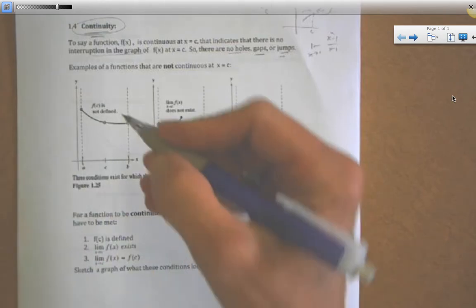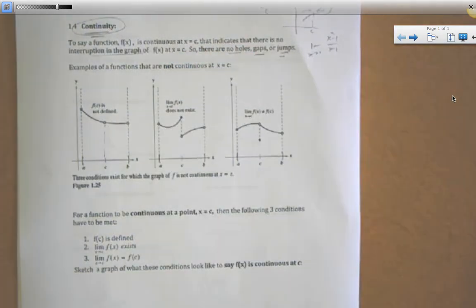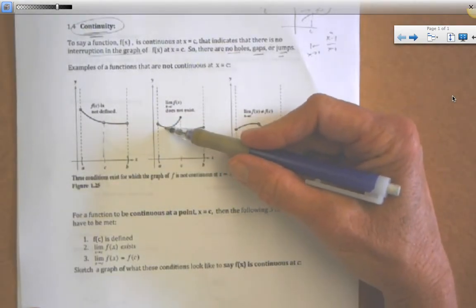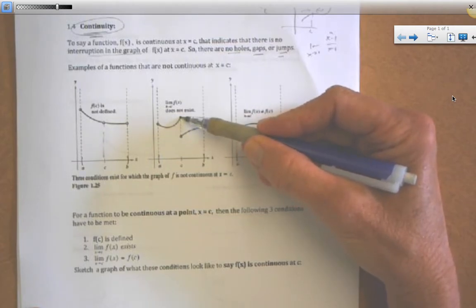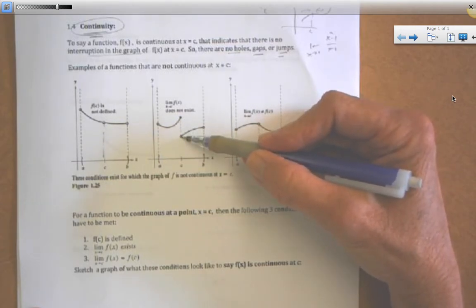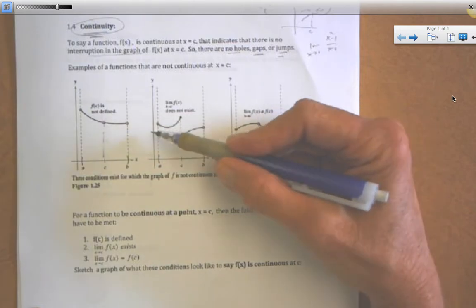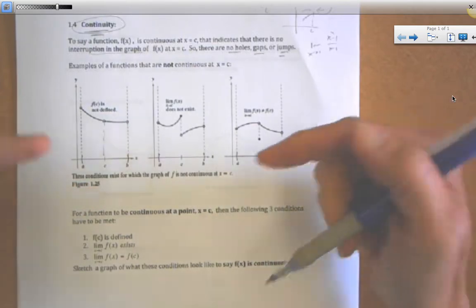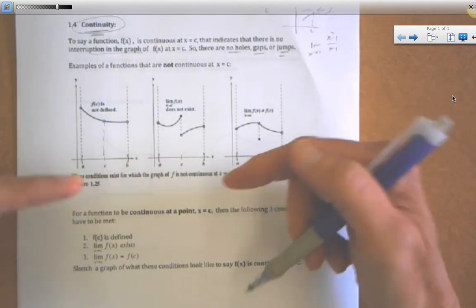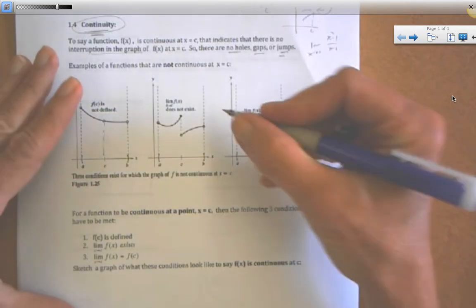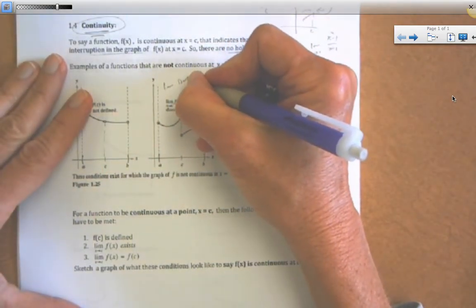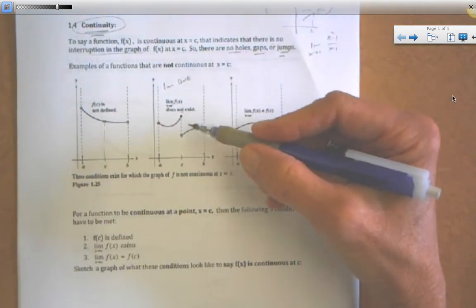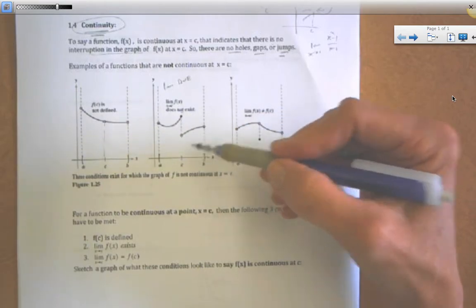Notice on this particular graph at c, there is a hole. At this particular graph at c, the first part of the graph is defined at c, but then it's undefined at the other location at c. The left-hand and the right-hand behavior going towards C does not meet. They do not have the same value. So the limit does not exist, coming from the left or the right. Therefore, it does not have continuity at C.